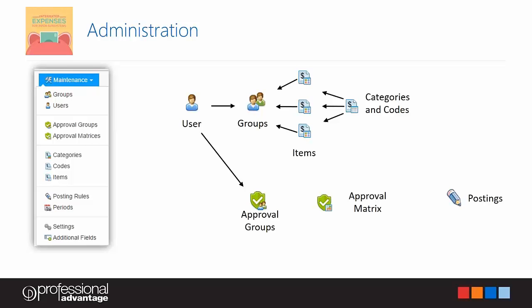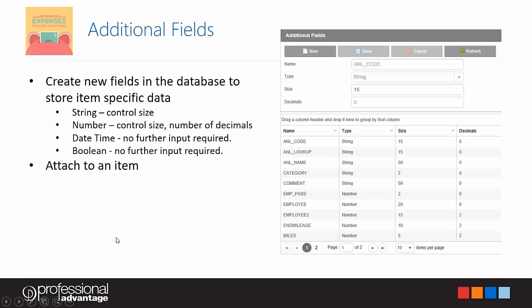One thing that I do want to talk to you about now is, I've talked about the administration, but the exciting thing, or the thing that I find really attractive about this product, is the customization. You can see down the bottom here there is one field, and it's called additional fields, and I just want to talk to you about that very briefly. Additional fields allow you as an organisation to create new fields in your database to store item-specific data. So this allows you to customise your expense module yourself.